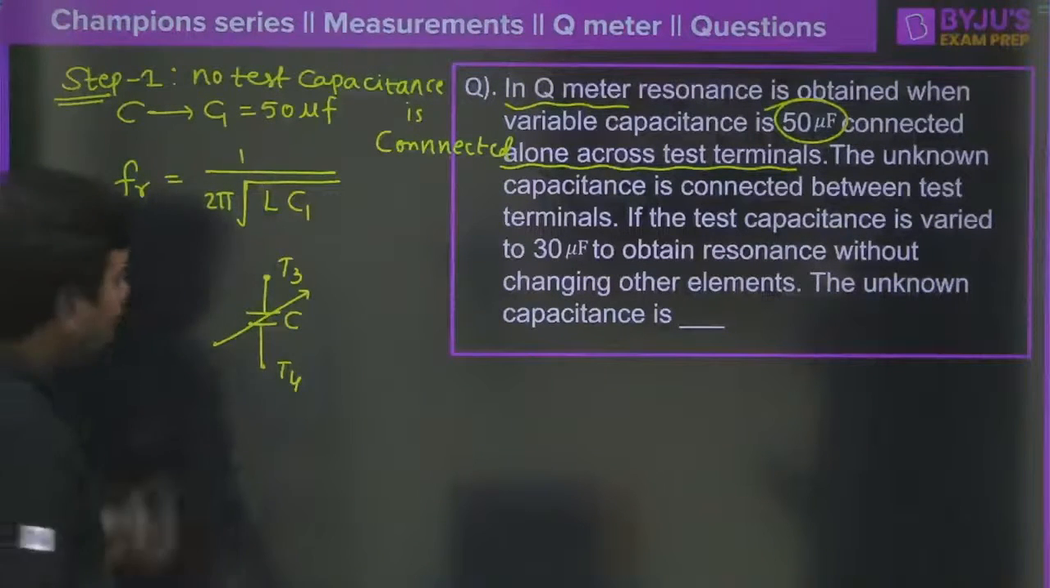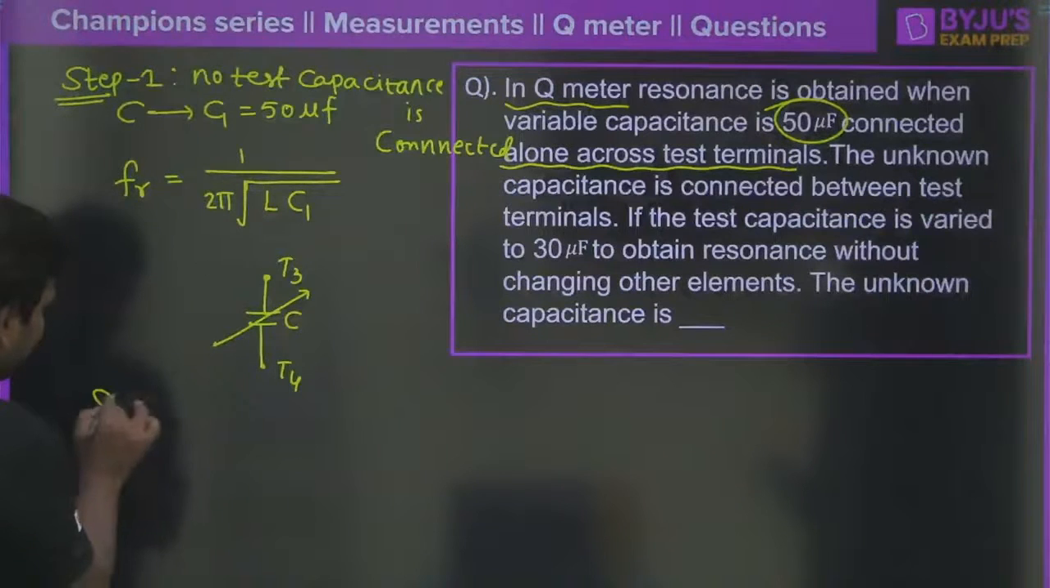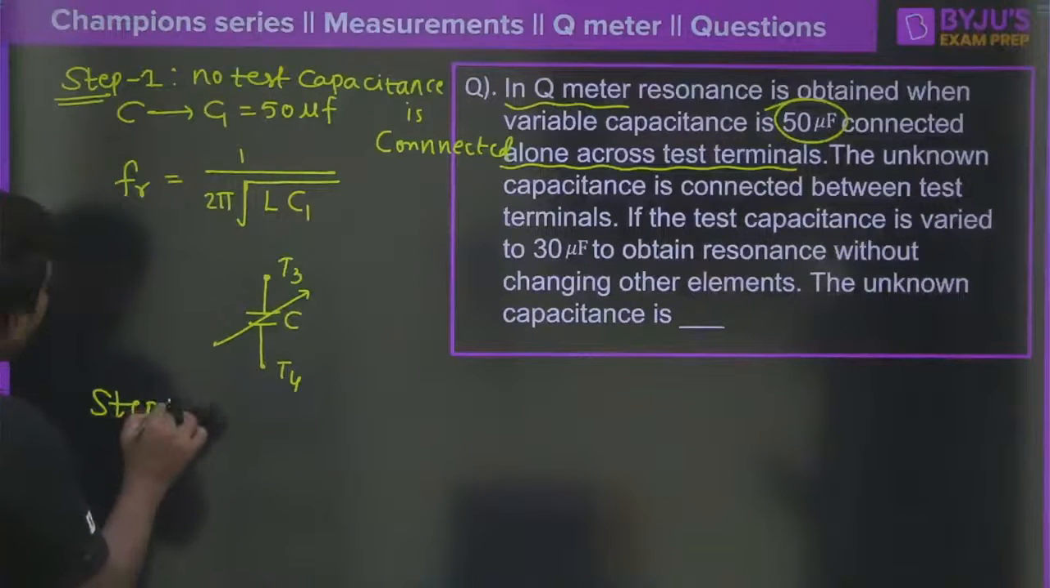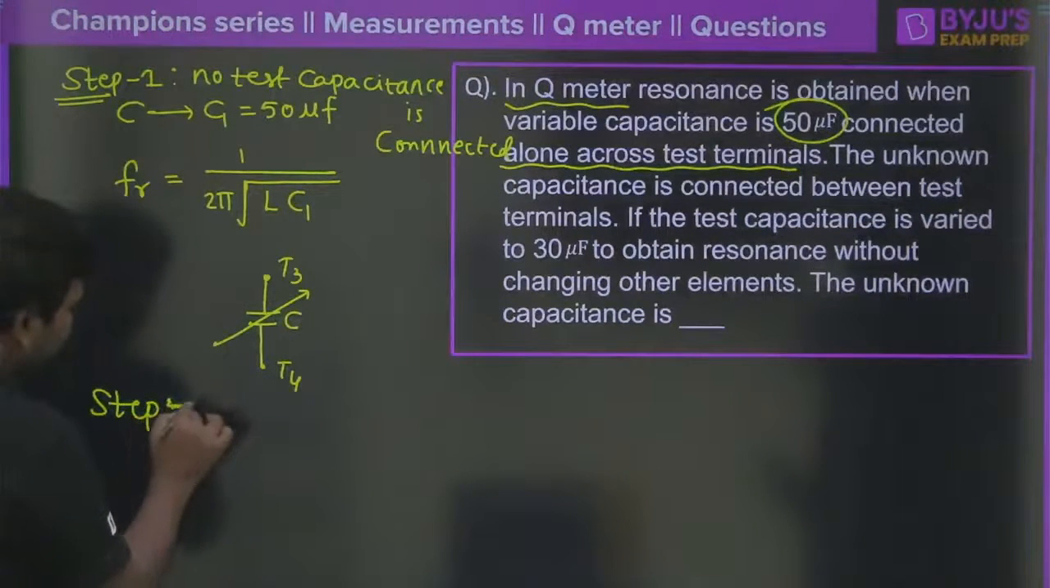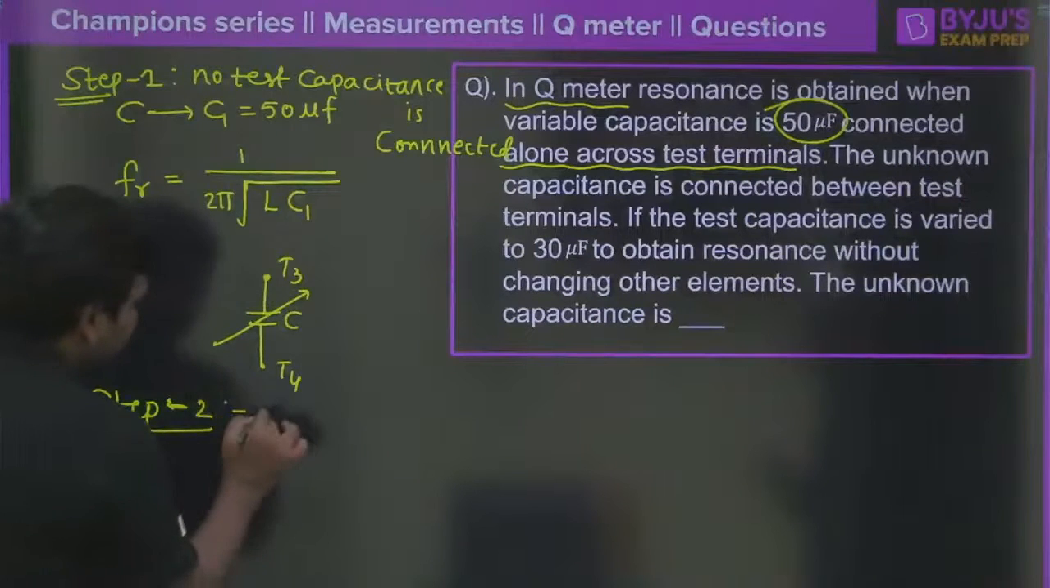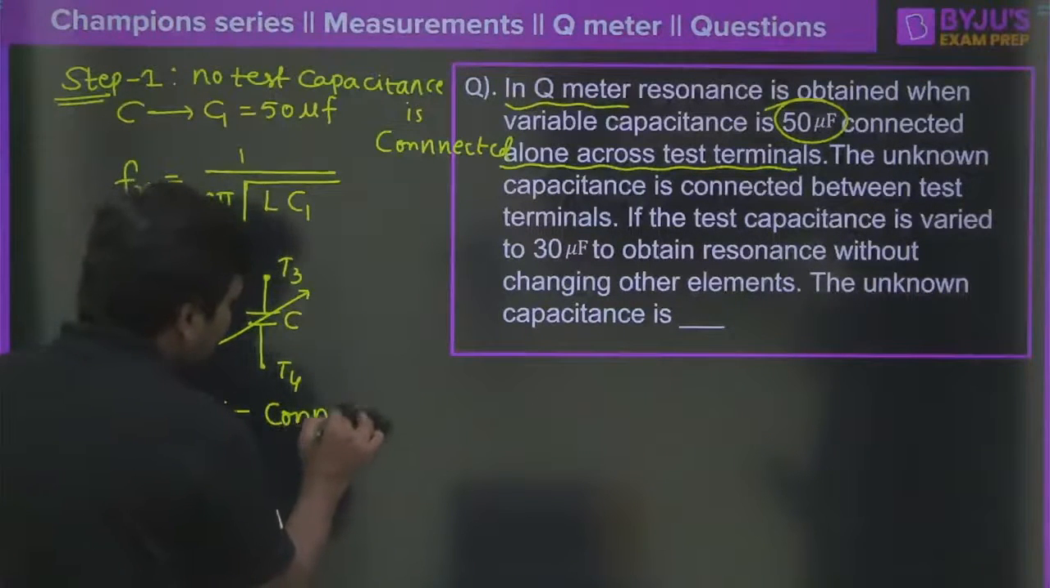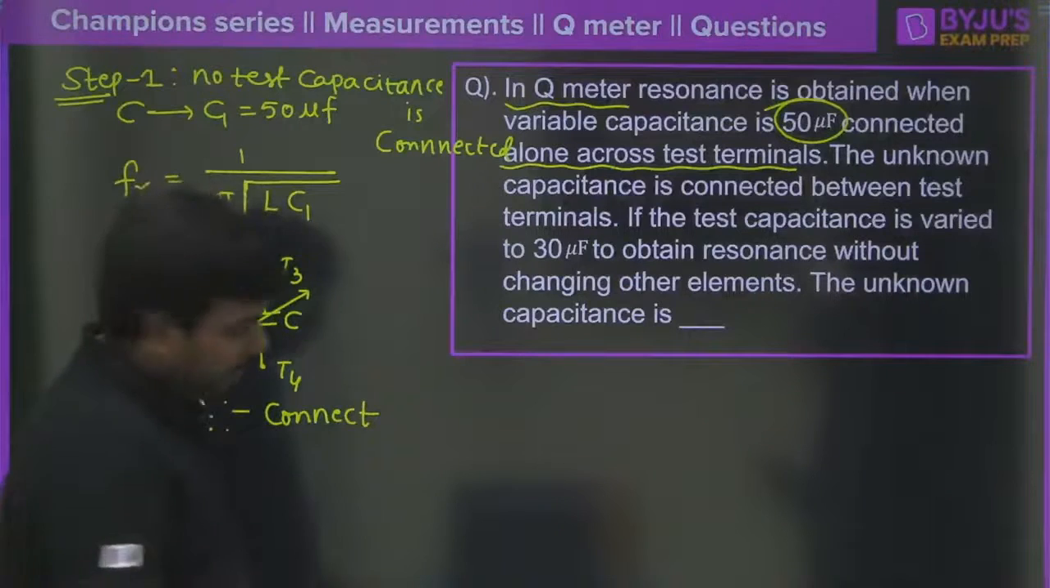Clear? Now in the second step, what we are doing is, we will try to connect a test capacitance across the terminals. This is going to be the second step. Connect a test capacitance or unknown capacitance here.